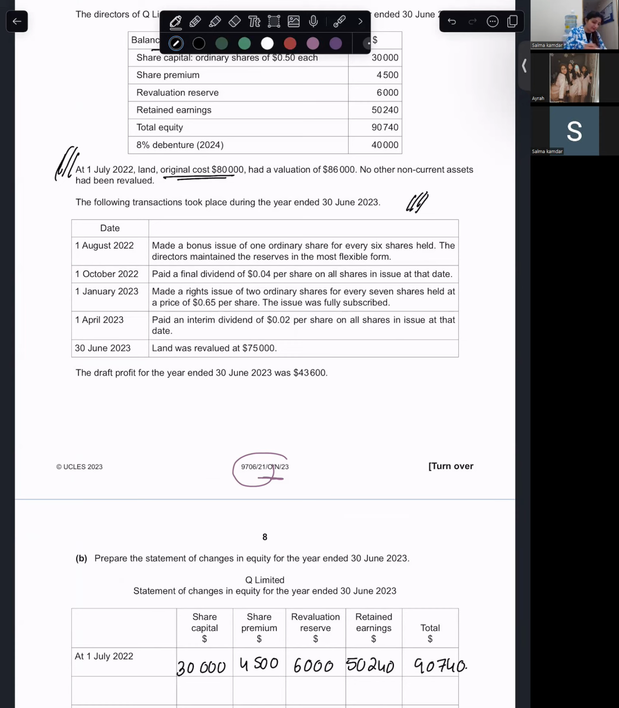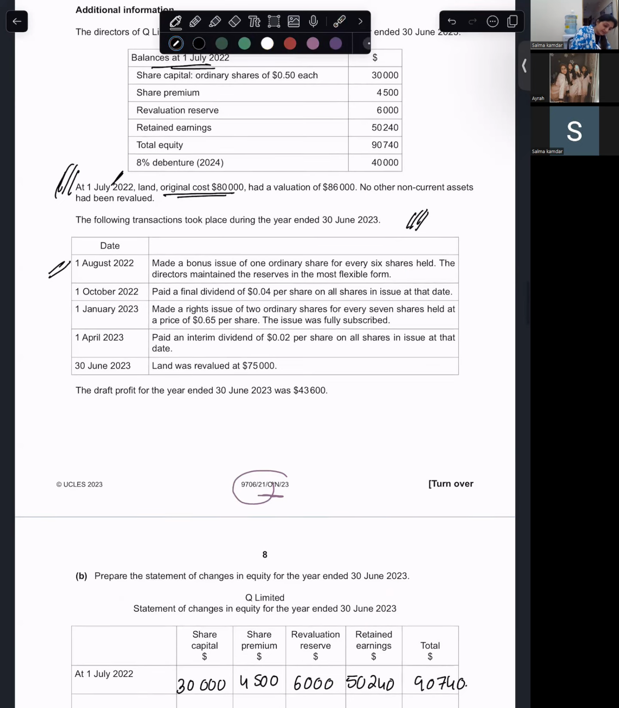So this has already happened on 1st July 2022, because of which you have a revaluation reserve of 6,000. Go ahead. So now they made a bonus issue of 1 ordinary share for every 6 shares held. The directors maintained the reserves in the most flexible form. 1 for every 6 held. So I have to see how many are held.